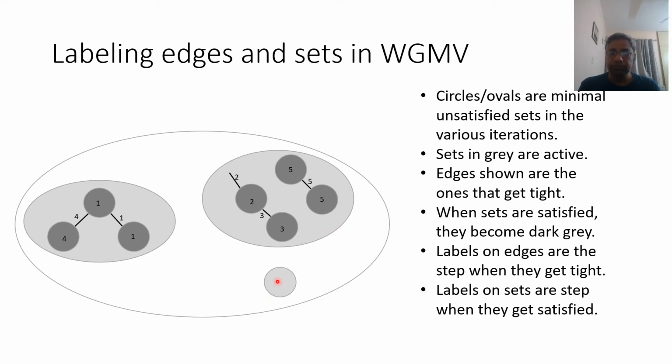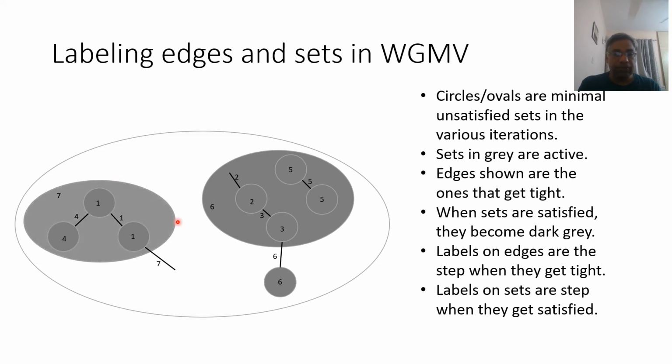And now maybe in the next step, this edge goes tight, and when this edge goes tight, this set as well as this set becomes satisfied, and so that's why the color changes to dark. At this point, note that this is the only minimal unsatisfied set here. And then at the next step, let's say this edge went tight, so this also became satisfied, and now this is satisfied, this is satisfied, this is satisfied. So the minimal unsatisfied set is the big oval now. And let's say this was not the entire graph, there were other things happening, so this now becomes a new minimal unsatisfied set, and we'll continue the procedure.